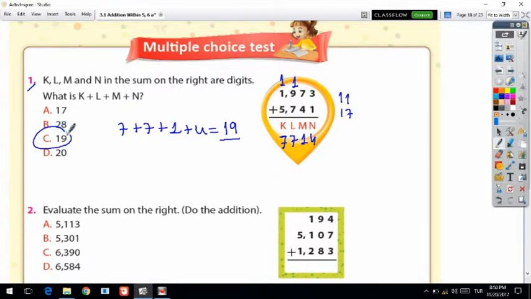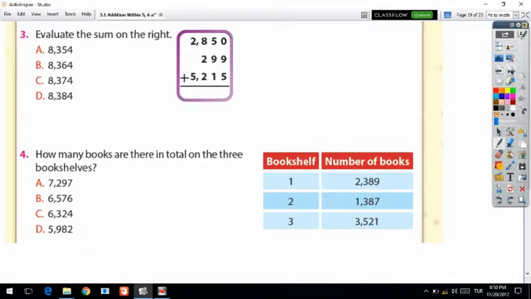Now let's look at evaluate the sum on the right. Evaluate means, as we have learned from the previous lesson, solve the question, but it's not necessary to solve. Easy question for you to understand. Okay, now let's continue. Evaluate the sum on the right side. Another question is the same as the previous page, so it's not necessary to solve it. Okay, because you are clever.